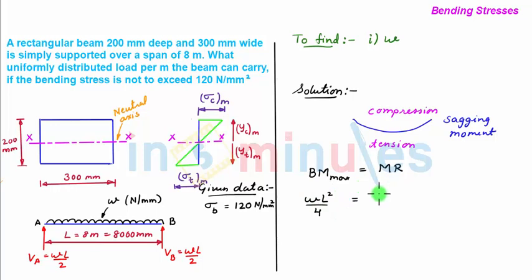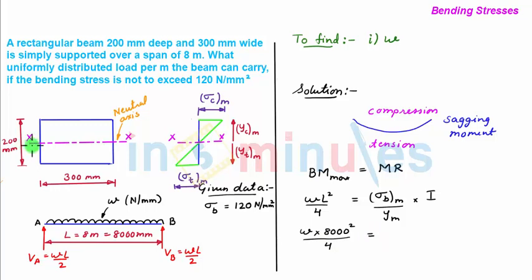Now this is equal to the moment of resistance of the beam, given as sigma B max upon Y max into the moment of inertia of the section about the centroidal x-axis. This moment of resistance could be in terms of compressive stress, so that Y max becomes YC max, and if you consider the bending stress as sigma T max, Y max becomes YT max. Upon substituting the values, we get W into L square, which is 8000 square, upon 4.